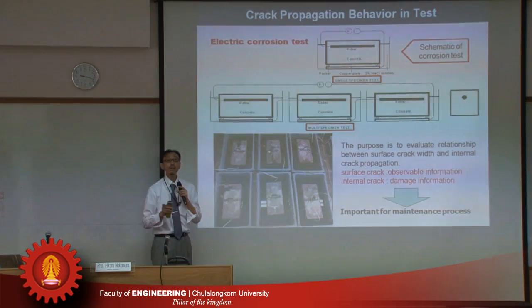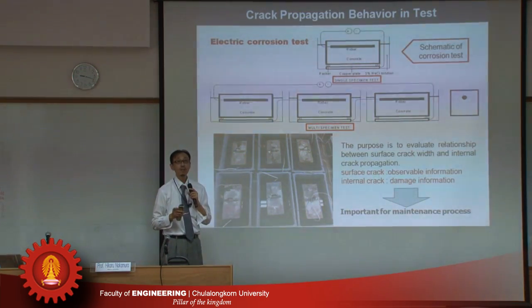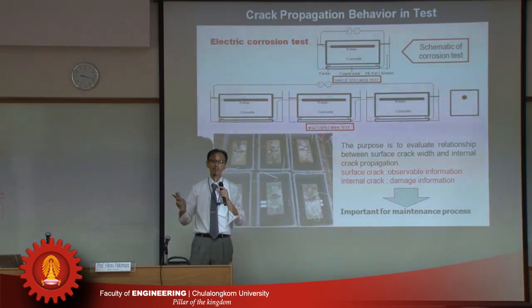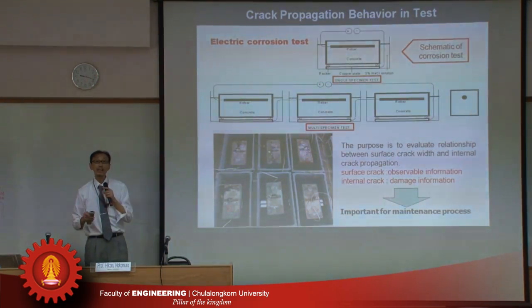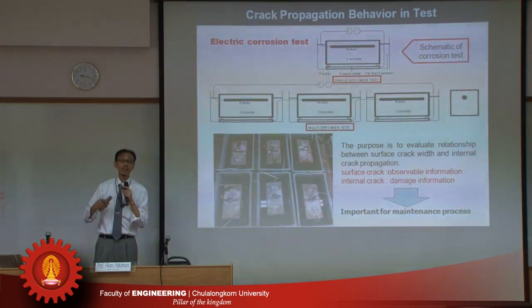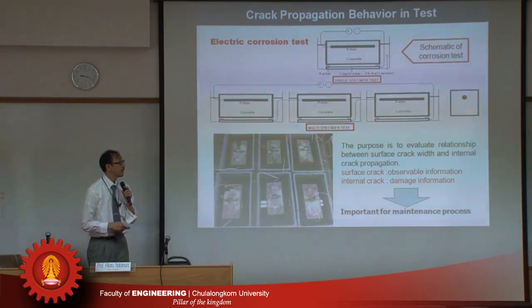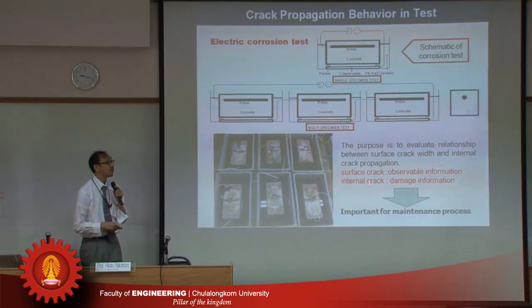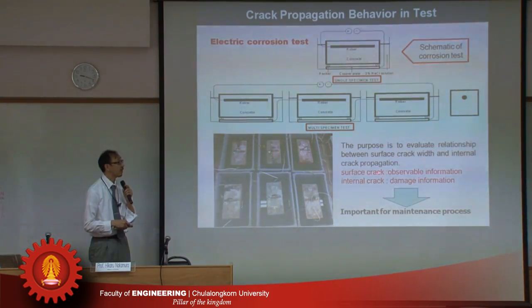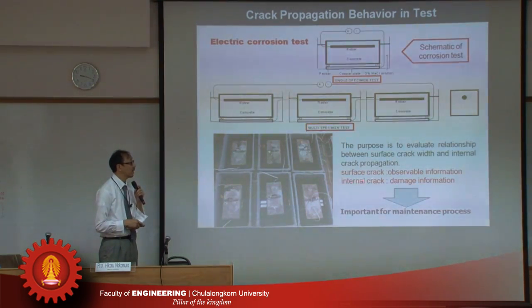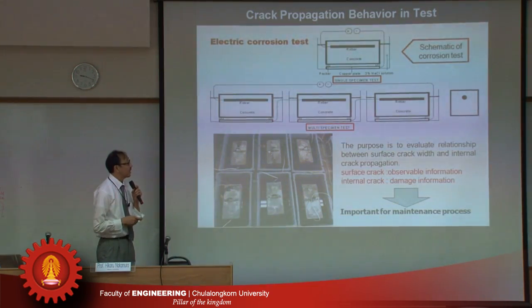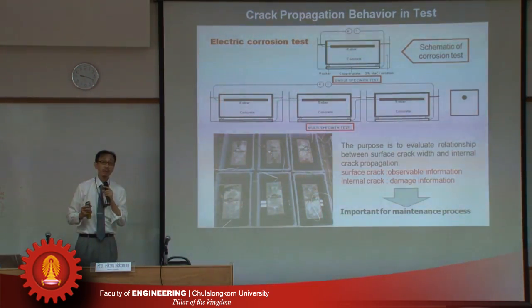So surface crack is very important information, because it is observable. But what information do we want to know? Of course, we would like to know the damage of the concrete structure. The damage of the concrete structure strongly depends on the internal crack. So this is strongly related damage information. So we have to know the relationship between the surface crack and the internal crack. To confirm the relationship, we carried out these tests, and this is important for the maintenance process.